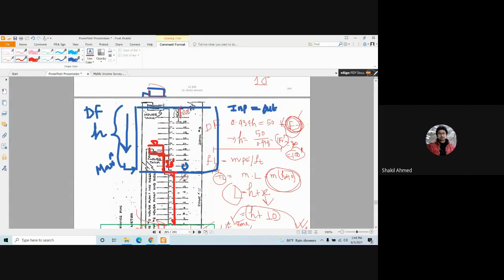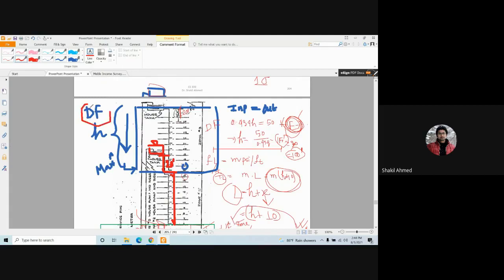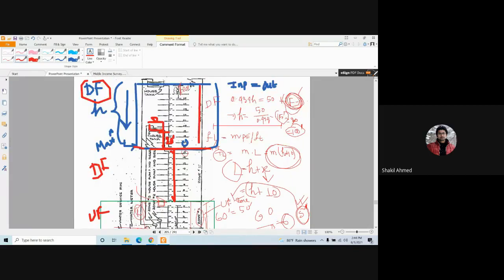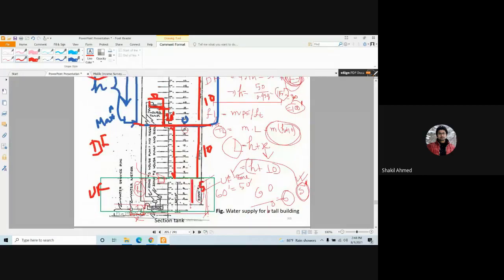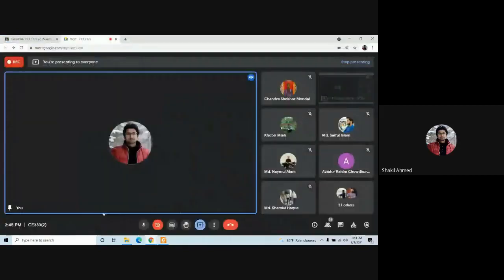And this is our upfeed zone. This is our downfeed zone. This is also another downfeed zone, because we are providing water from this other overhead water tank. So this is another downfeed zone. This is 10 floors, here is 10 floors, and here is 5 floors. What is the size of the building? 25. So 10, 10, 5, 25 floors. Clear? Yes, sir. Okay. So that's the end of the lecture.